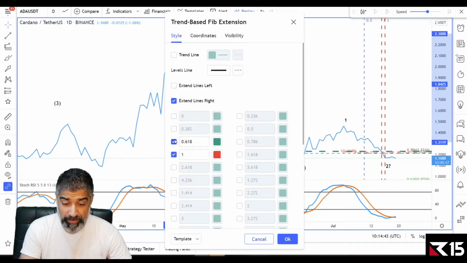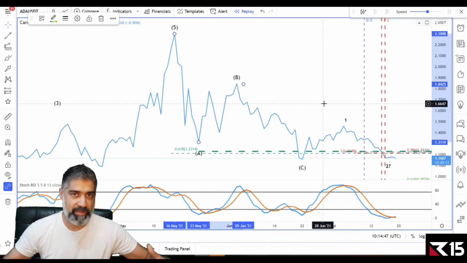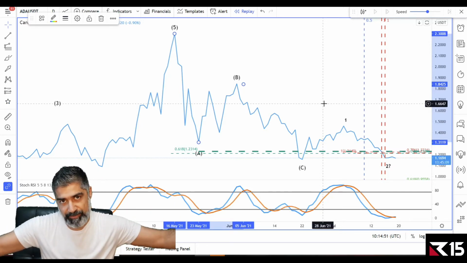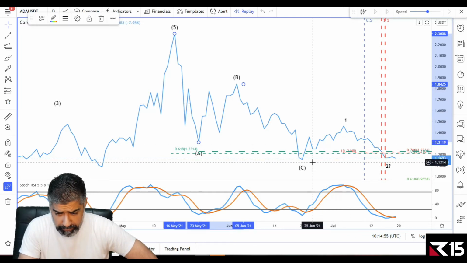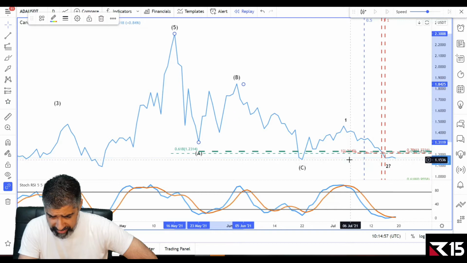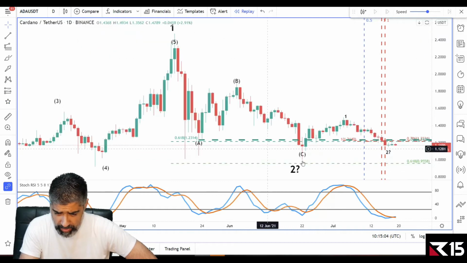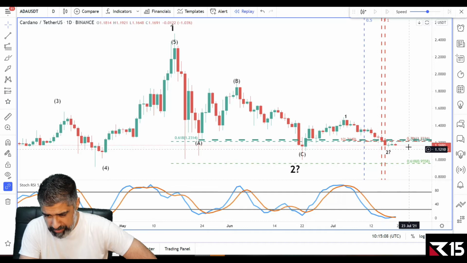Now we know fundamentally Cardano is a super strong project, right? Super strong. It's going to be a competitor to Ethereum. It's doing a lot of stuff in Africa. The founder is the former co-founder of Ethereum himself, Charles Hoskinson. However, on a technical basis, the low here is lower than I would like. But if we take the candlesticks, we'll see that it's in that kind of 78.6% range.